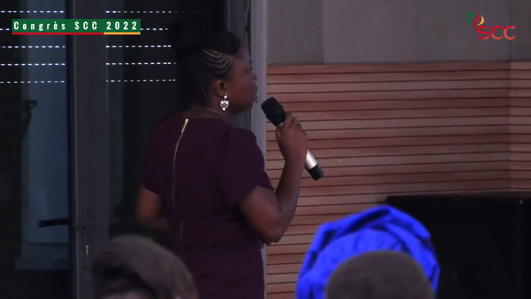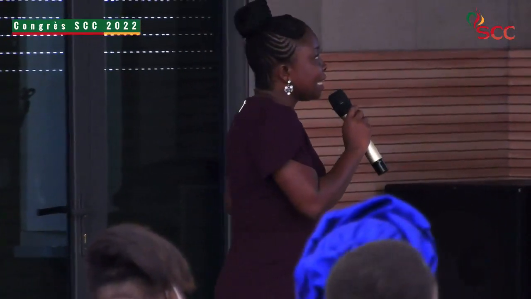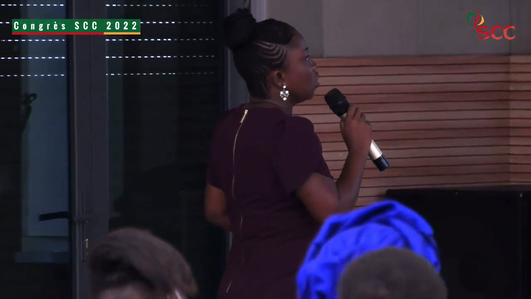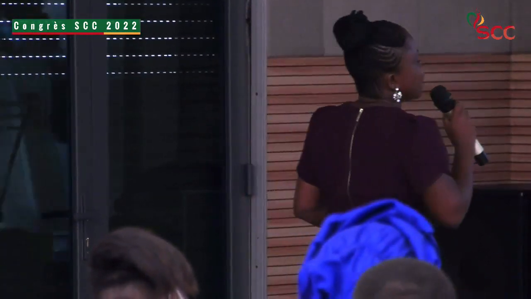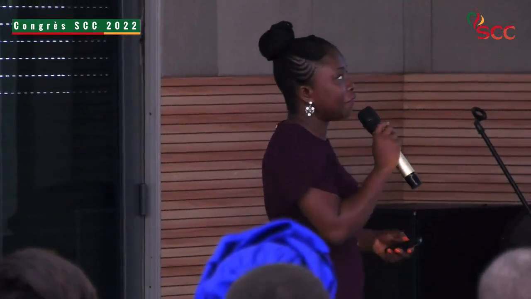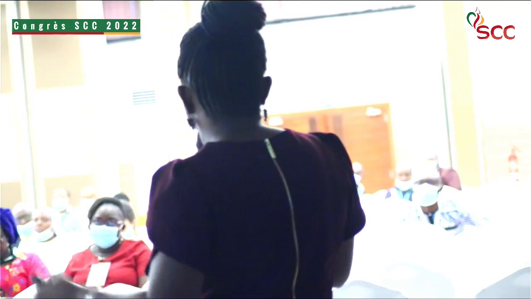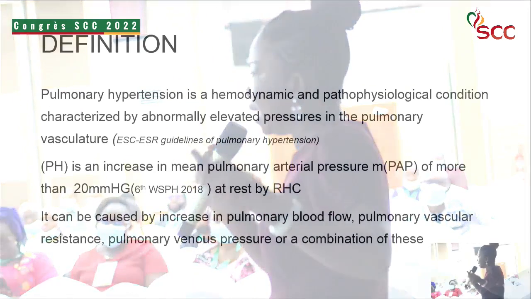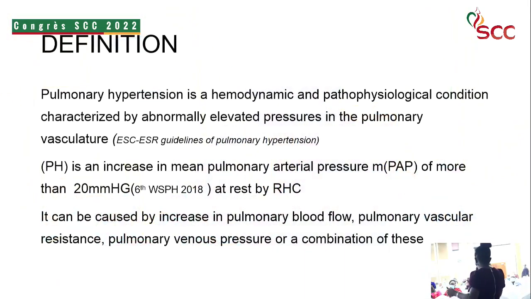in the pulmonary vasculature. It is defined as an increase in mean pulmonary arterial pressure of more than 20 millimeters of mercury at rest by right heart catheterization. This definition changed in 2018 because since 1973, after the first symposium on pulmonary hypertension, it has always been 25 millimeters of mercury. This cutoff of 20 is adopted by the European Society of Cardiology, but not yet by the American Heart Association, nor by the American College of Cardiology. So you might be reading 20 in some reviews and 25 in others.